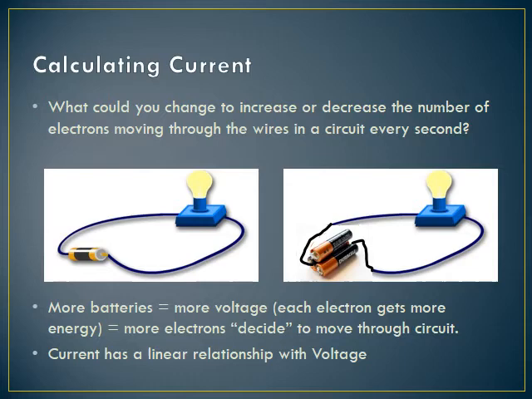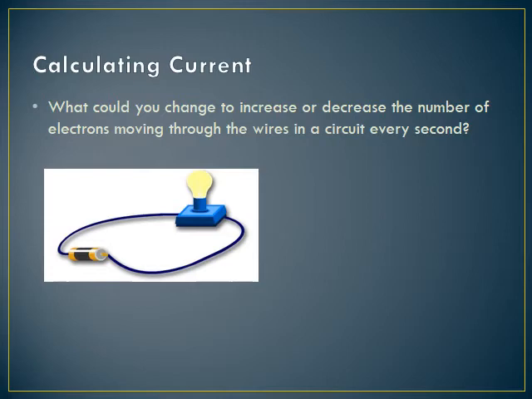And since increasing the voltage leads to an increase in current, that means that voltage has a linear relationship with current. As one goes up, the other goes up. As one goes down, the other goes down. So our next question is, what would happen to the current in our circuit if we replaced our resistor, our light bulb there, with one with much higher resistance? So same battery, but a different light bulb that's much harder for electrons to pass through.